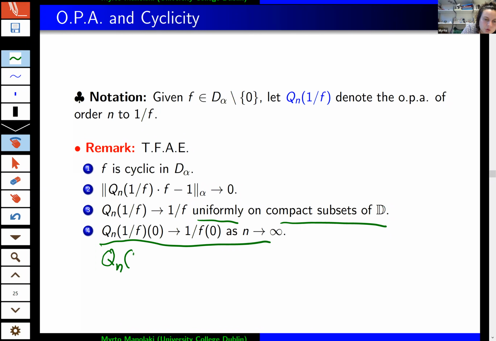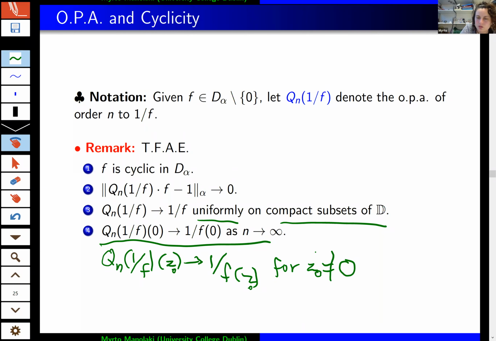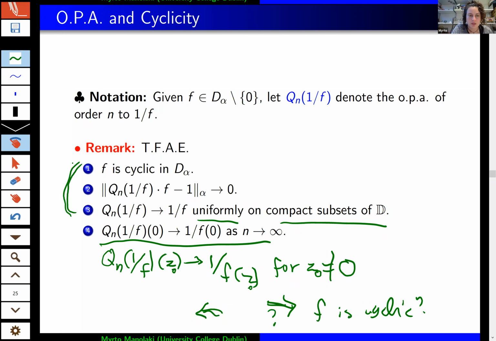One question for you is, what happens about this? If we knew it for a specific, let's call it z naught, a specific z naught different than zero, is it true that F is cyclic? This is something, but I don't know if it's true. We know the other direction. I mean, the other direction of course follows from this: three implies one. But in general, we don't know what happens there. So that's how they connect with cyclicity.